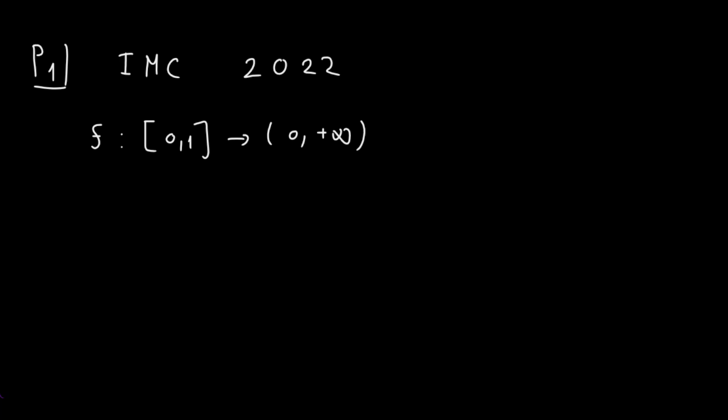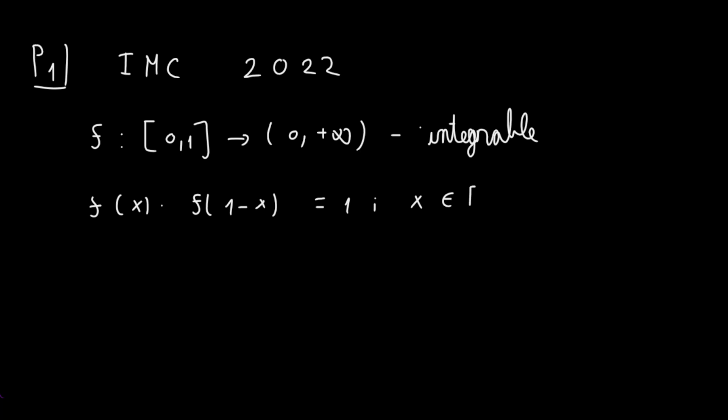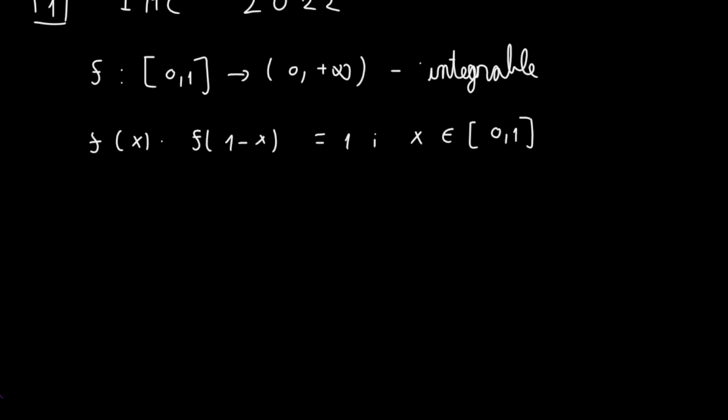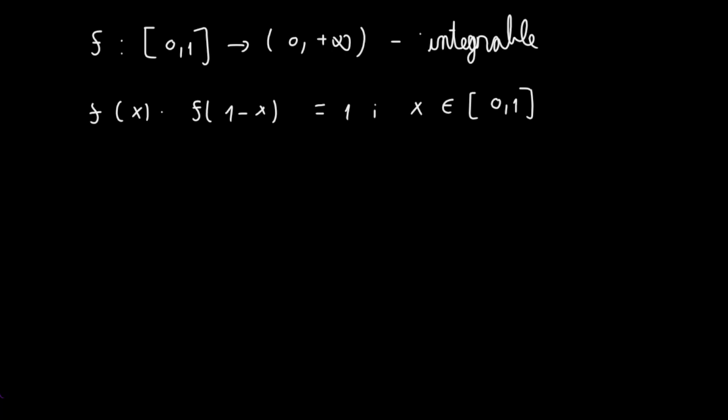we have the next relation, so integrable function. So we have that f(x) times f(1 minus x) is equal to 1 for each x in the closed interval 0, 1. So what the problem tells us to prove is to show that the integral from 0 to 1 of f(x) dx is bigger than or equal to 1.